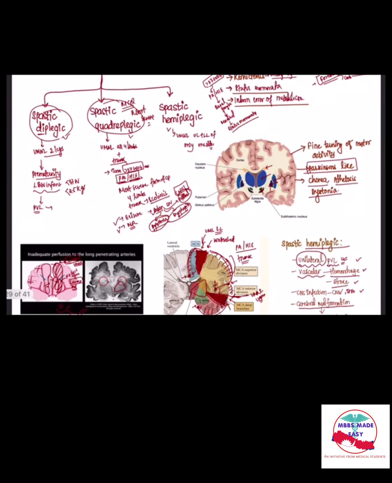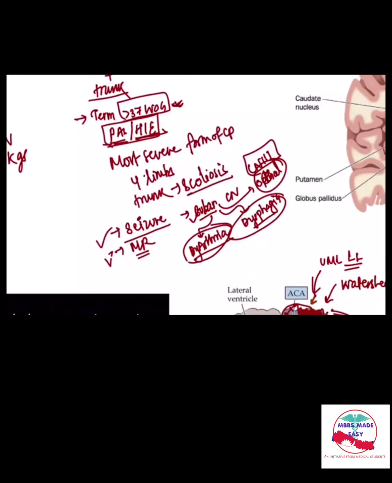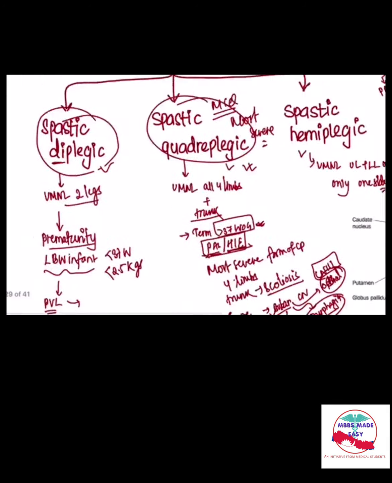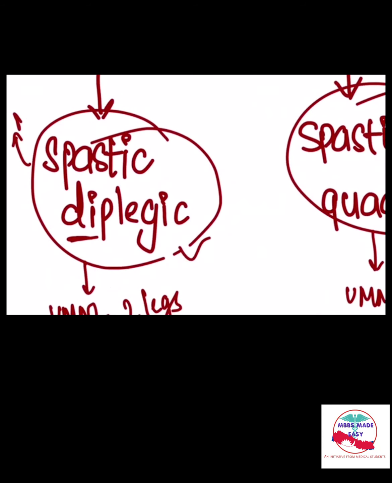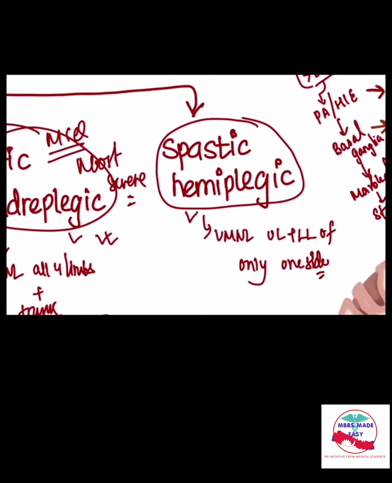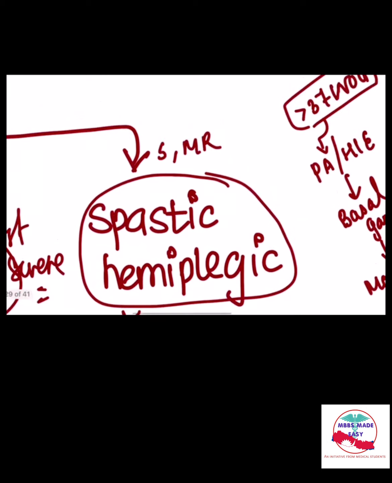Now, if we talk about the severity, we know that the most severe form is the spastic quadriplegic. It is associated with seizures as well as mental retardation. Please note that spastic diplegic is not at all associated with seizures, or with mental retardation. Whereas spastic hemiplegic is in between spastic quadriplegic and diplegic. That is to say, there can be some cases with seizures and there can be some cases with mental retardation.